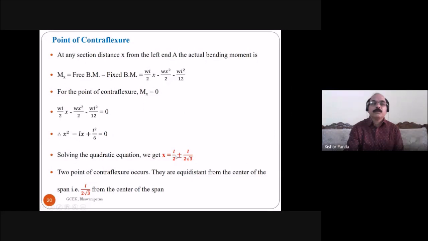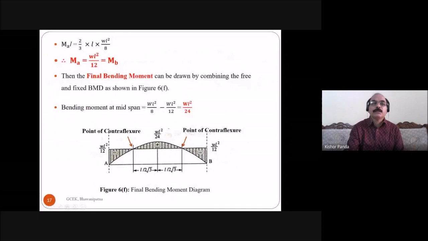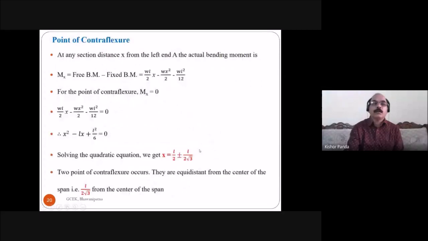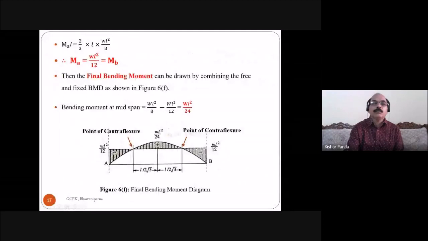So one point of contraflexure is L by 2 plus L by 2 root 3, and another point of contraflexure is L by 2 minus L by 2 root 3. This is one point of contraflexure, L by 2 minus L by 2 root 3, and from this to this distance is L by 2 plus L by 2 root 3. So what is the distance of the point of contraflexure from the midpoint? It is equal to L by 2 root 3.